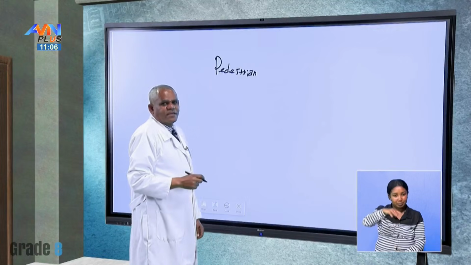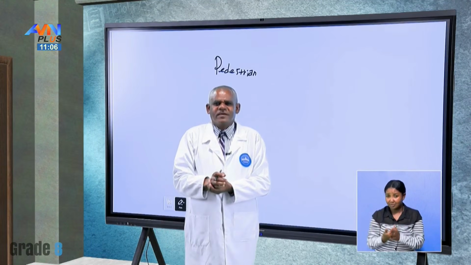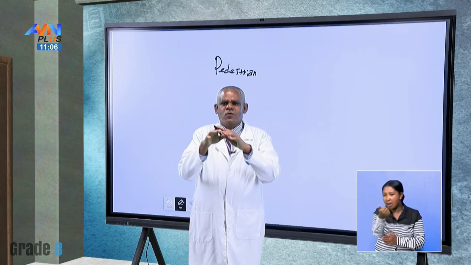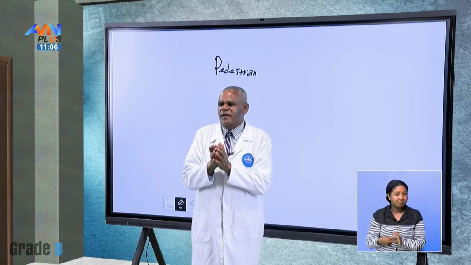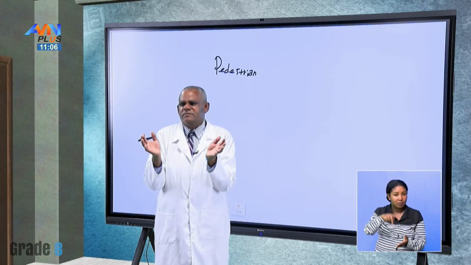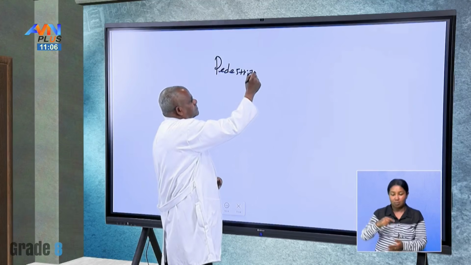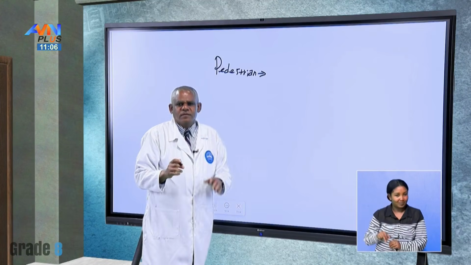Pedestrian. You know, pedestrian. A very interesting vocabulary. Pedestrian means someone or anybody who is walking on a street. Pedestrians is plural in number. Pedestrian is singular in number. Someone who is walking on a street is a pedestrian.